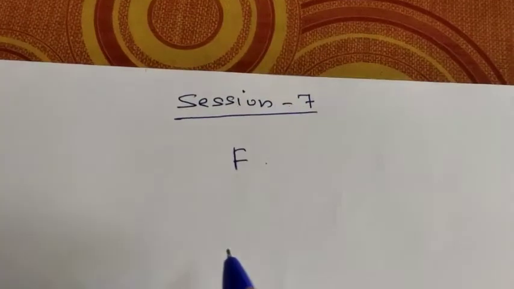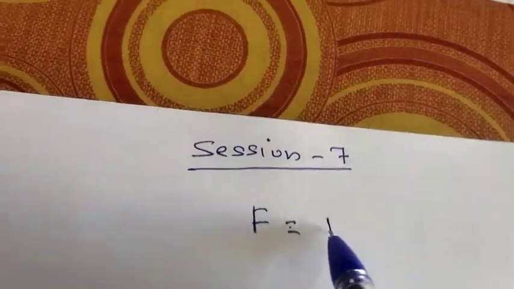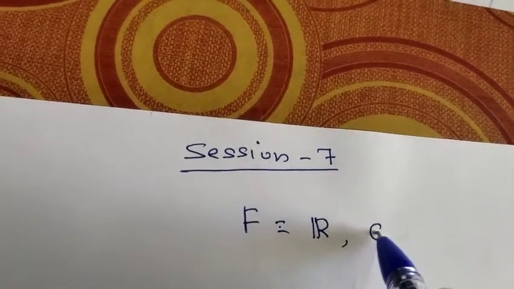In this class, we'll study inner product spaces and results related to inner product spaces. Generally, vector spaces are defined over an arbitrary field F. In this section, we restrict the field F to the field of real or complex numbers. That means F is either R or C.